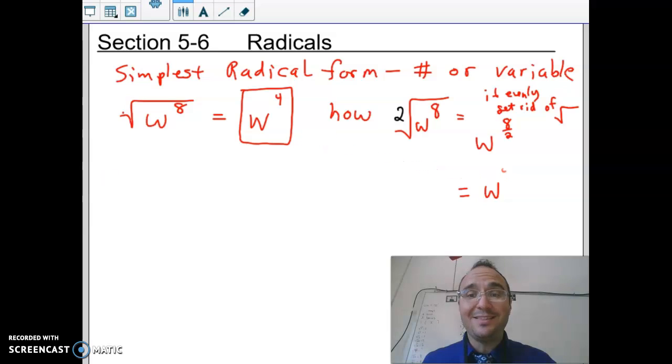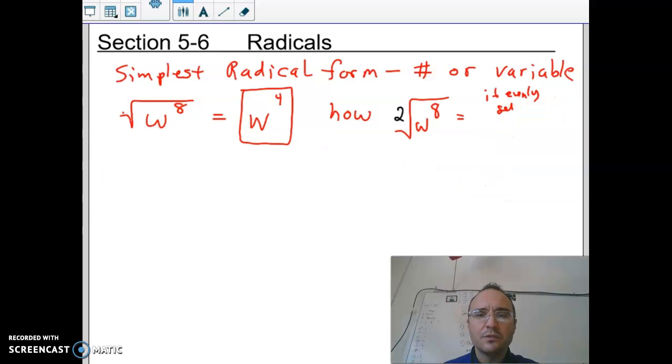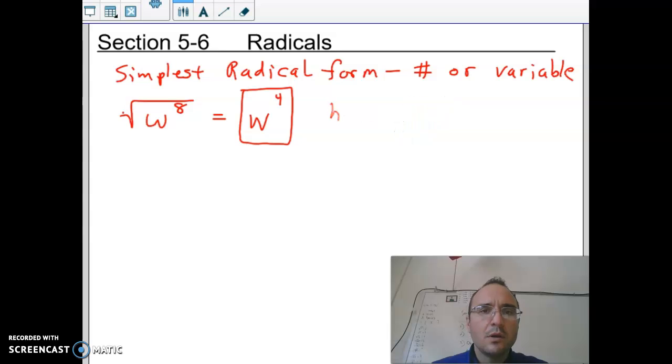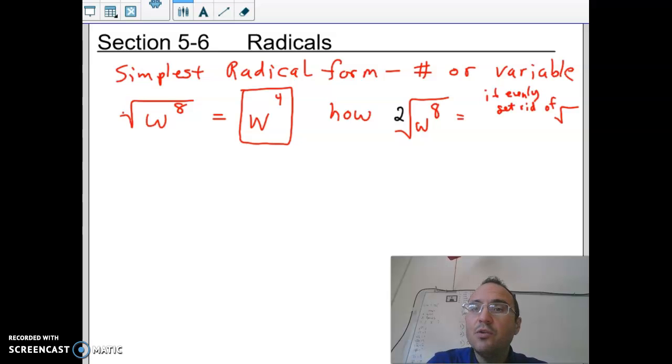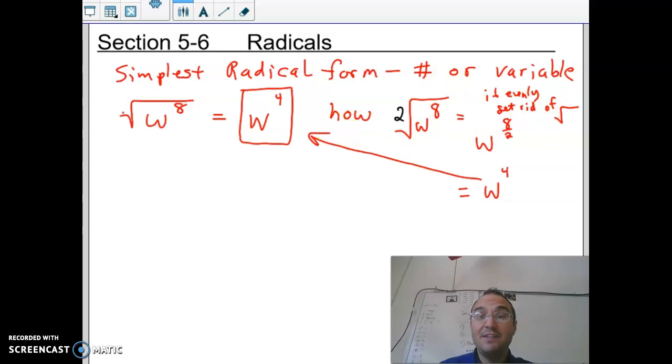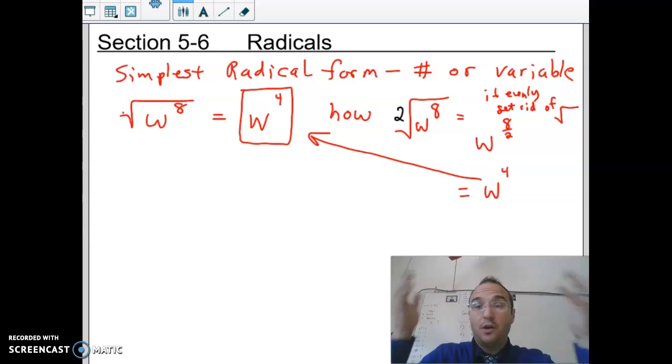So the square root of w to the 8th is really w to the 4th when it's written in simplest radical form. And here's how we do it. There's an imaginary 2 on the outside of every radical that we never write down, but it's there. To get rid of the radical, you take that 2 and the 8 as the exponent, and we make a fraction, 8 over 2. That means w to the 4th. And that's how we get the answer. If it goes in evenly, there's nothing left over, and there's nothing in the radical. The radical vanishes. Perfect square again.